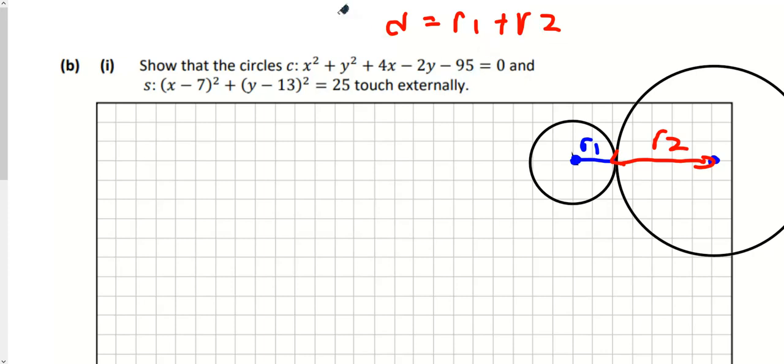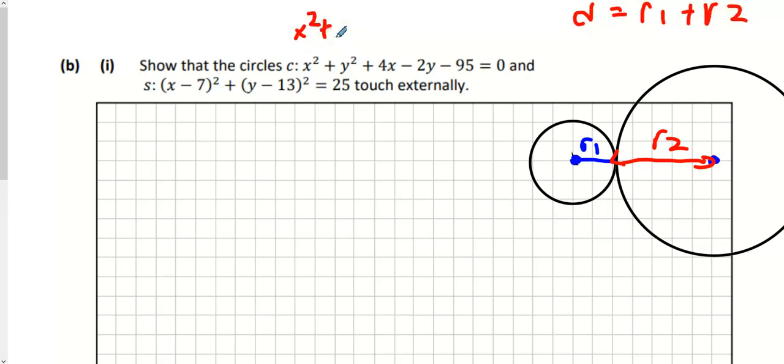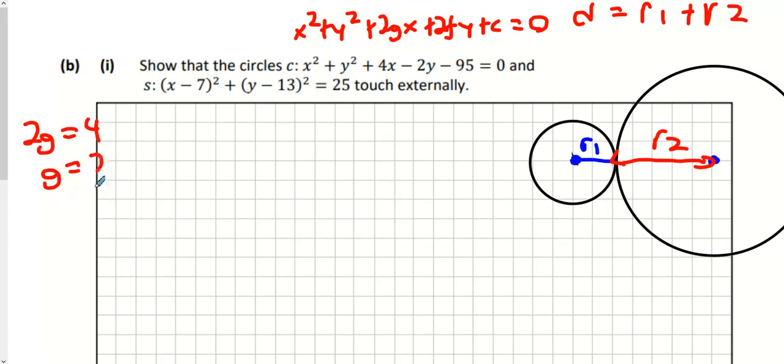Now, there's two systems at play. The first system we're going to use is the GF method: x squared plus y squared plus 2gx plus 2fy plus c equals 0. Now, 2g equals 4, g equals 2. 2f equals minus 2, f equals minus 1. And c has a value of minus 95.